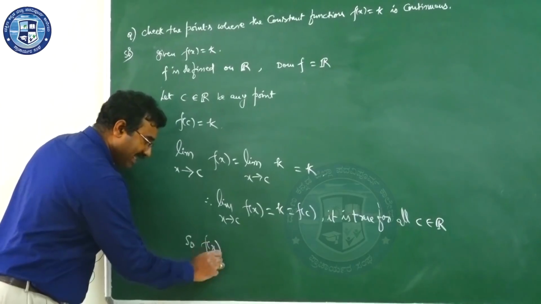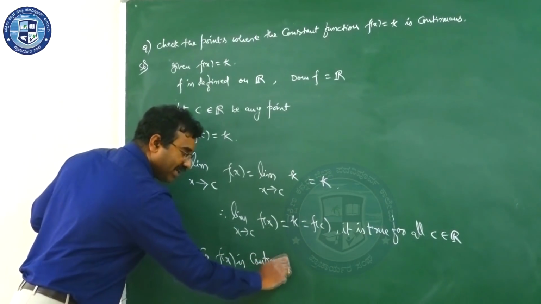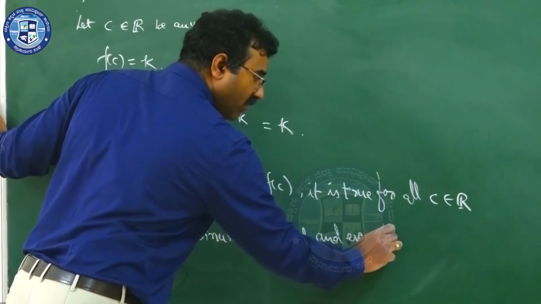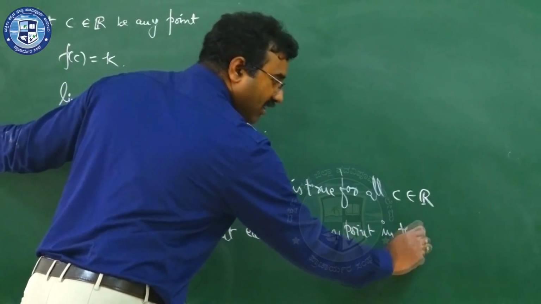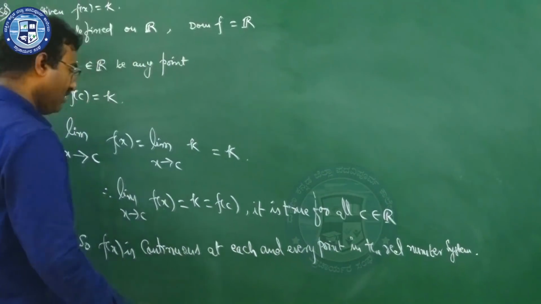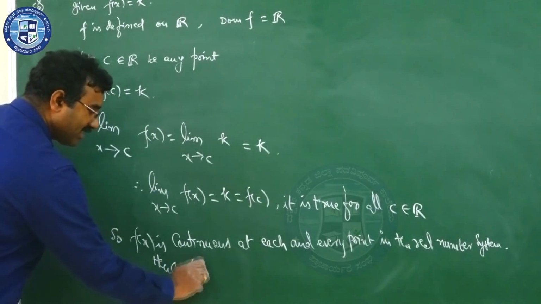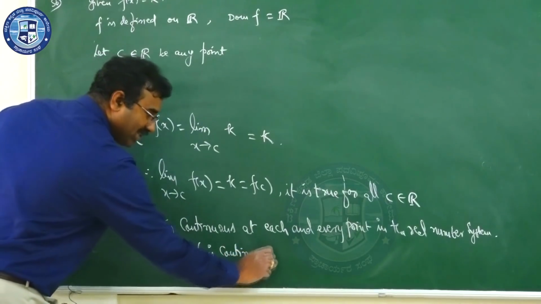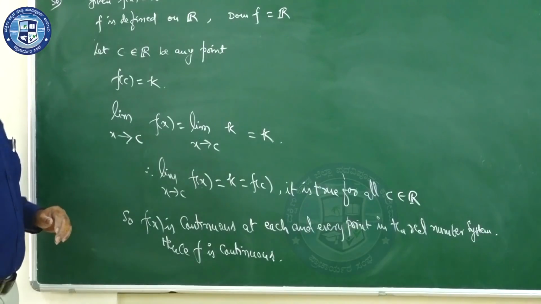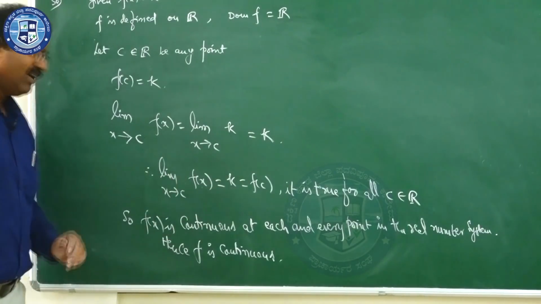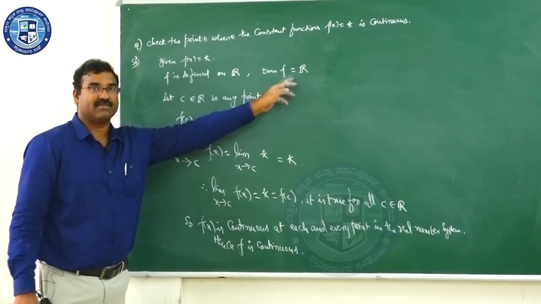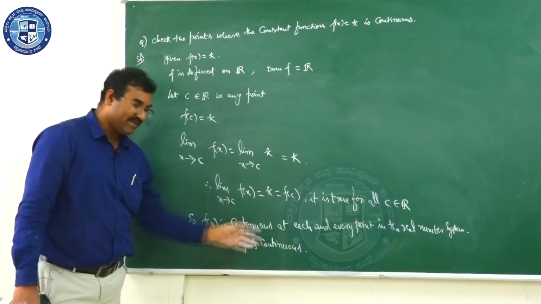So, f(x) is continuous at each and every point in the real number system. Hence, what can we write? Hence, f is continuous. There is no point of discontinuity in this, because they mentioned check the points where the constant function is continuous. It is continuous throughout the real number system. So, I can conclude that hence f is continuous because it is continuous in the domain. It is continuous at each and every point present in the domain. That is why we say that f is continuous.